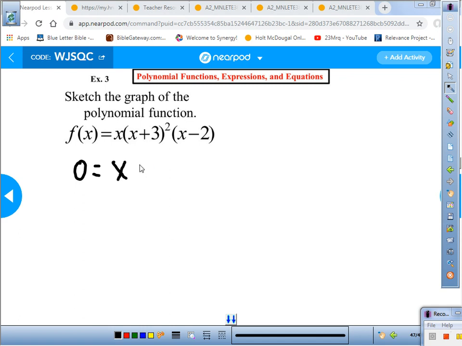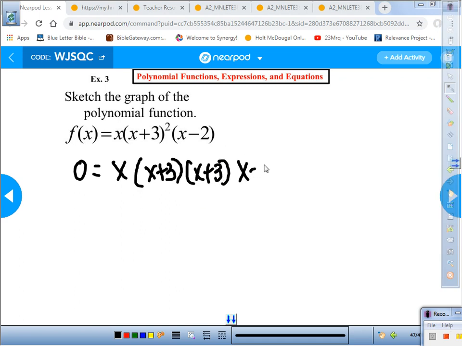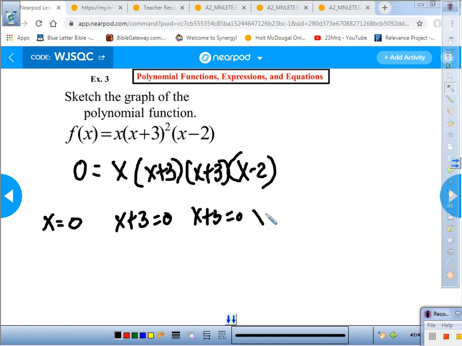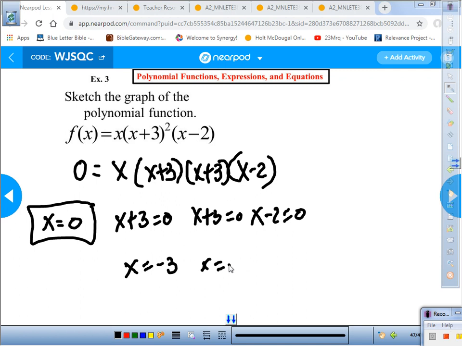0 equals x, x plus 3. How many times do I write x plus 3? x plus 3, that's true. And then x minus 2. Set it equal to 0, x equals 0. x plus 3 equal to 0. x plus 3 equal to 0. And x minus 2 equal to 0. To save time, this is already solved. What would be x for this one? How about for this one? Negative 3. And for this one? x equals 2.